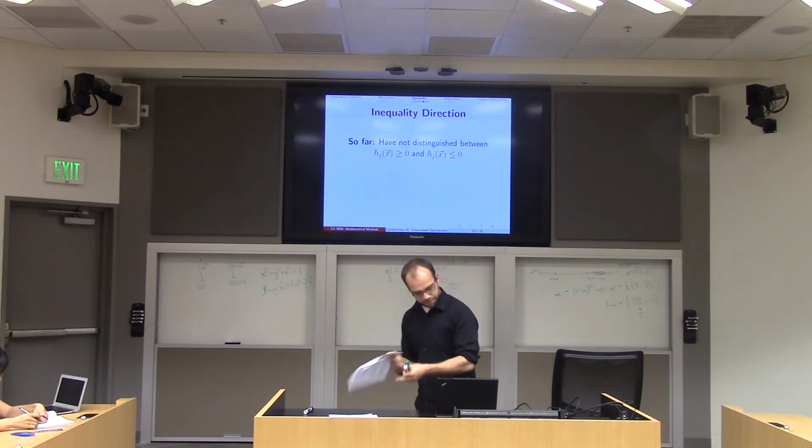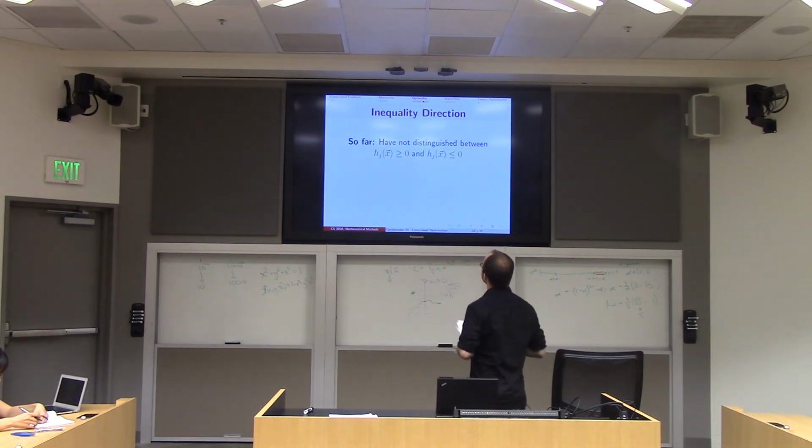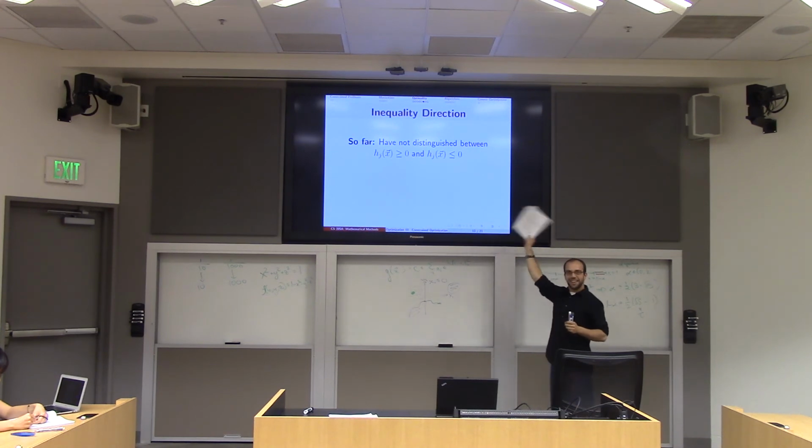Now, of course, there's one remaining question when you derive KKT conditions, and I'm likely to get this wrong, so I'm a little nervous. So far, my discussion has not distinguished between Hj being greater than or equal to 0 and Hj being less than or equal to 0. All we talked about is whether I'm touching the wall or not. So obviously, I'm not quite there yet.